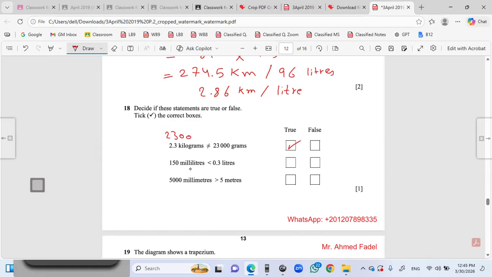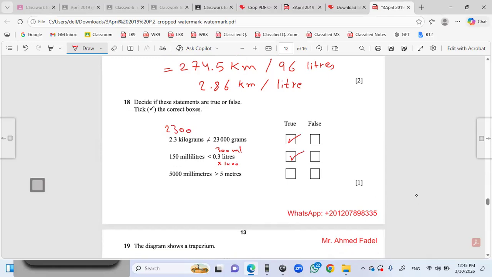Yes. 150 milliliters and 0.3 liters. Mister, I need to multiply this by 1,000 to get milliliters, which is going to be equal to 300 milliliters. Is it greater than 150? Yes, it is greater. So it is true. 300 milliliters is bigger than 150 milliliters.